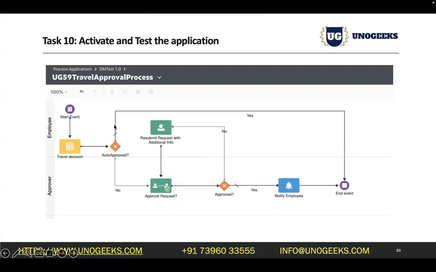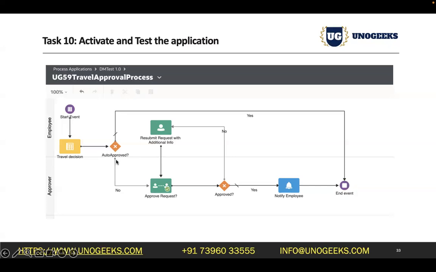And if it is auto approved, instead of sending it to the end event, we would send out a notification saying that your travel is approved, go ahead and book the travel. So we will map this to here, not to the end node. We would mark it here.